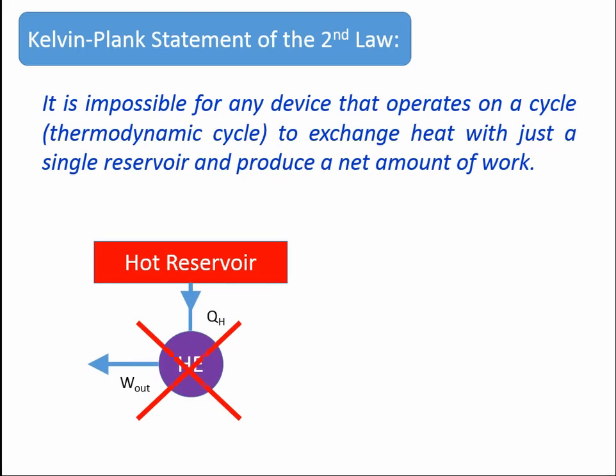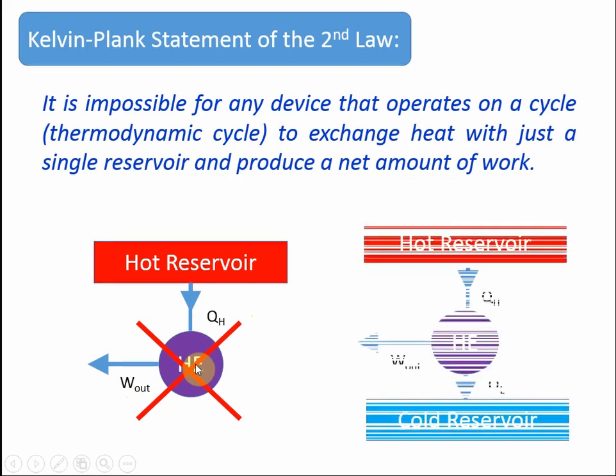Schematically, we can represent this statement like this. There's a reservoir and there's a heat engine. It absorbs QH quantity of heat and then produces a work output which is equal to the QH amount of heat. So therefore theoretical efficiency becomes 100% because this device fully converts the heat energy into work. But the second law says this type of engine is impossible.